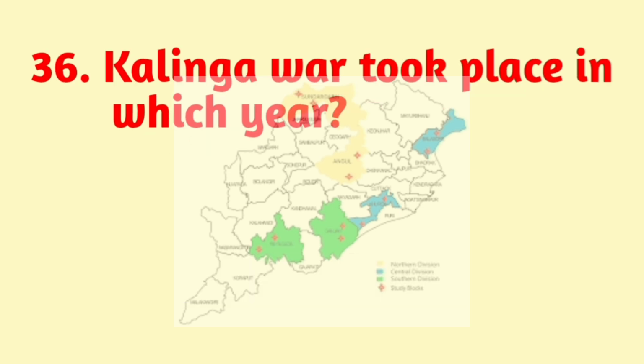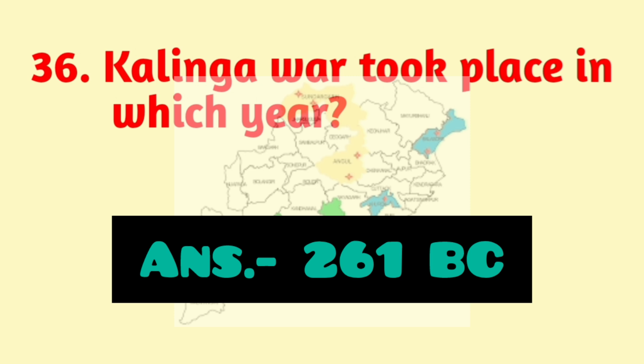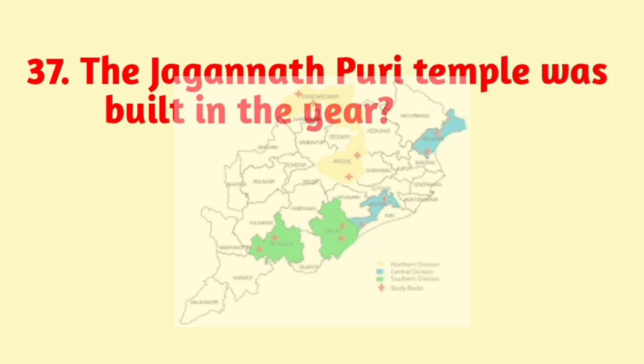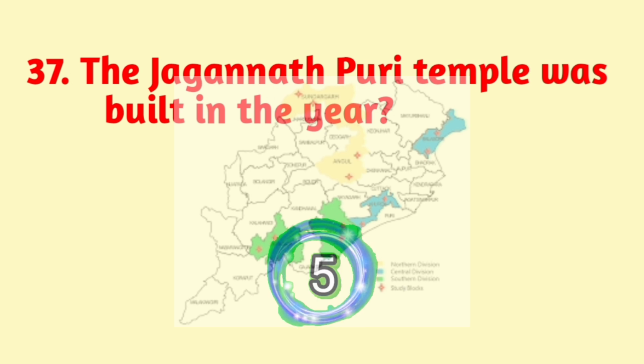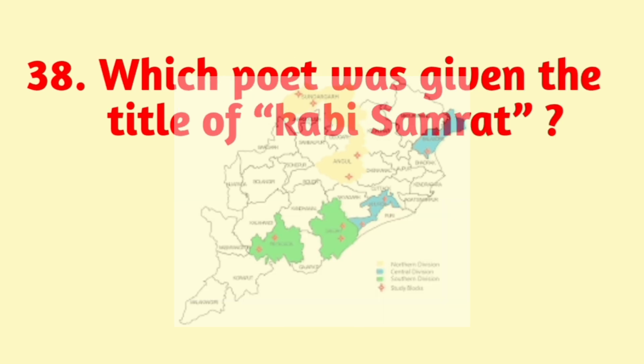Question number 36. Kalinga War took place in which year? The answer is 261 BC. Question number 37. The Jagannath Puri temple was built in the year? The answer is 1161.